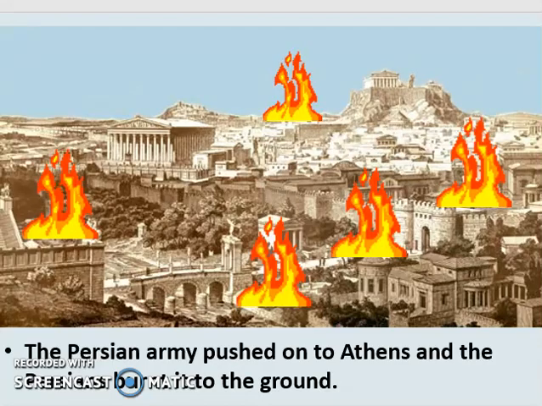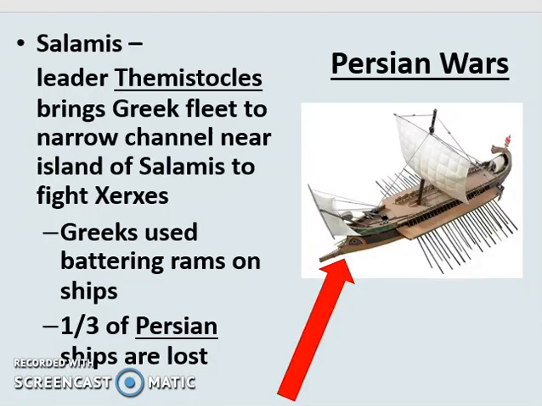So when the Persians ended up making it to the city of Athens, they found nobody because the city had been evacuated onto the ships. And so what they ended up doing is they burned the city to the ground. So they burned Athens. And then they went home because there was no one left.